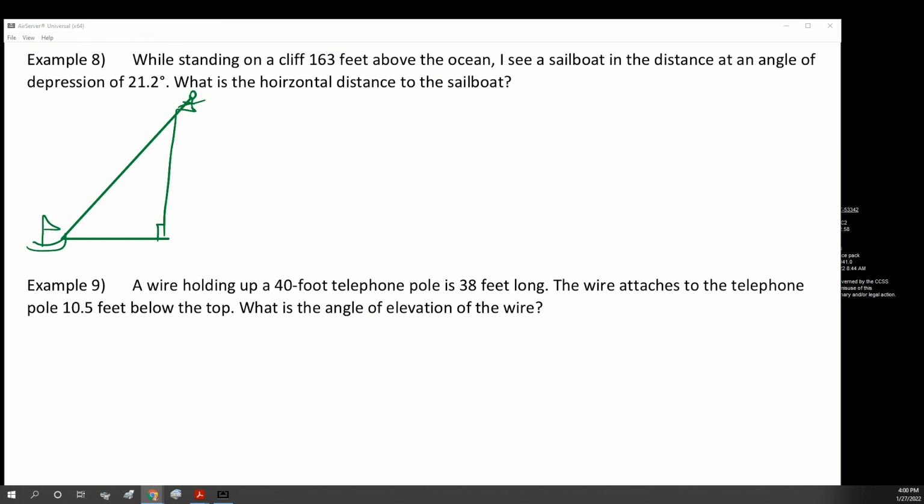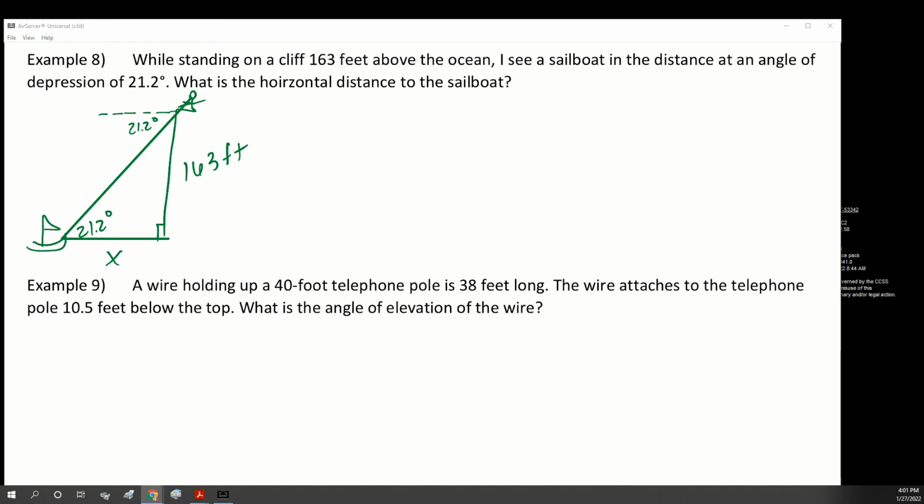Okay, so my angle of depression is this one, but that is not the angle inside my triangle, but I know because of alternate interior angles, this one is also 21.2 degrees, so I would use this. So if you're in the boat looking up at me, your angle of elevation matches my angle of depression, that is a better angle to use for this situation. And I know this is 163 feet. I want to know the horizontal distance to the boat, so I'm looking for that.